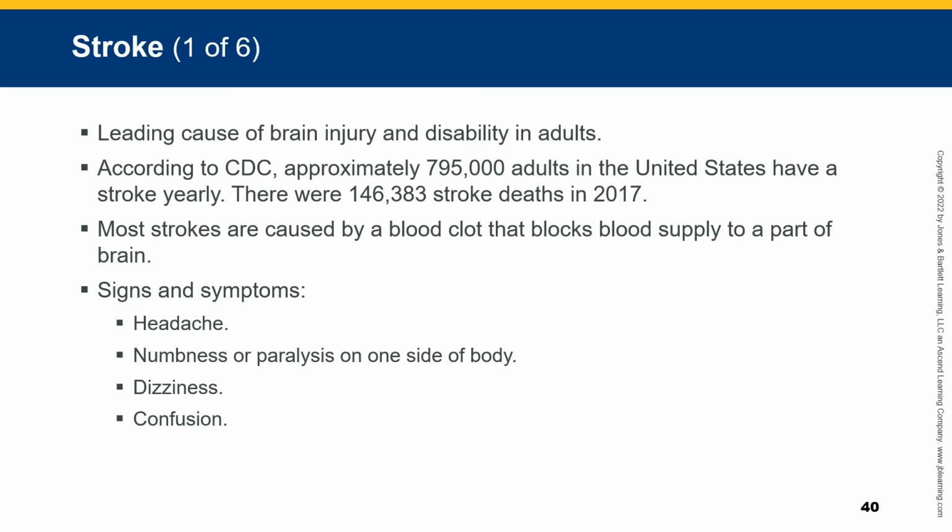The signs and symptoms vary depending on which portion of the brain is affected, and there can be anything from a headache to numbness or paralysis on one side of the body. And that is a very strong indicator of stroke. Strokes occur on one side of the body or the other. The patient will also struggle most likely with dizziness and confusion.